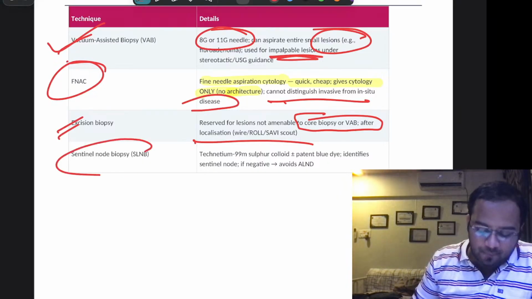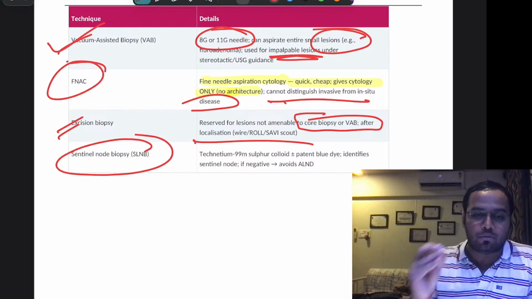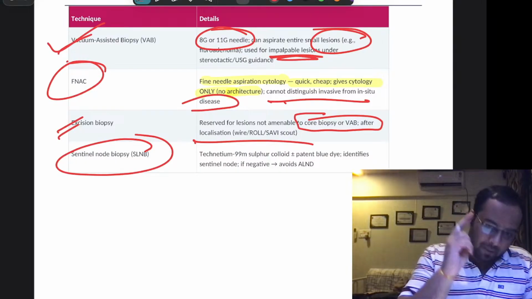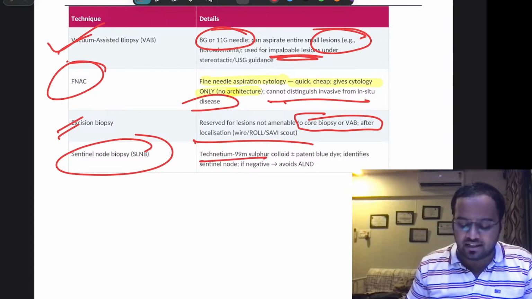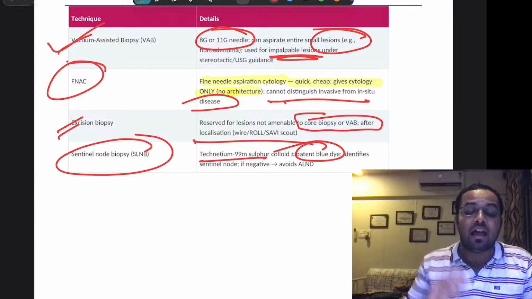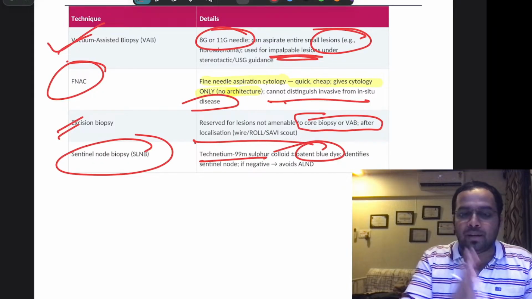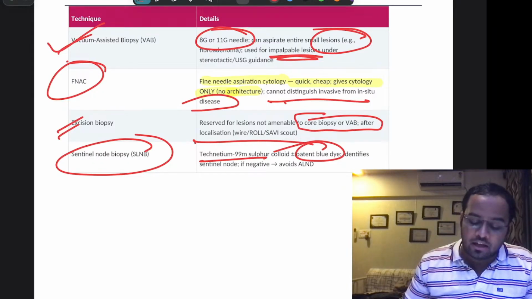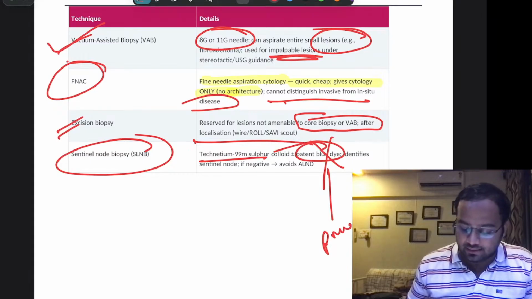And sentinel lymph node biopsy, we have talked about it a lot when we discussed melanoma. You will use the double dye technique: technetium 99 and patent blue dye. Now comes the important thing: because breast disease might be seen in pregnancy, blue dye is contraindicated in pregnancy.